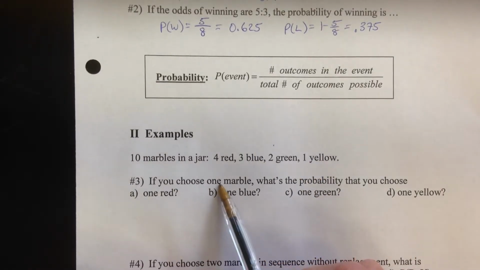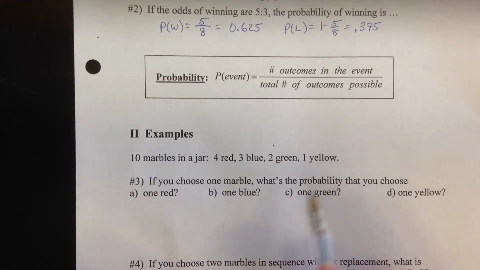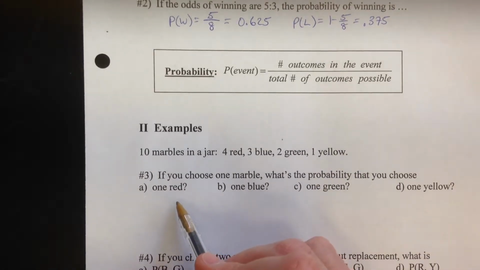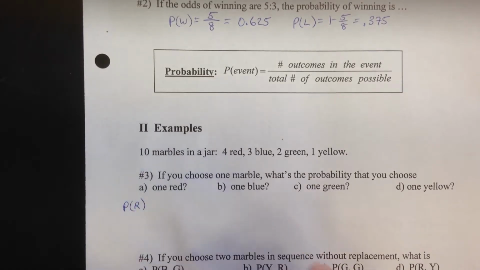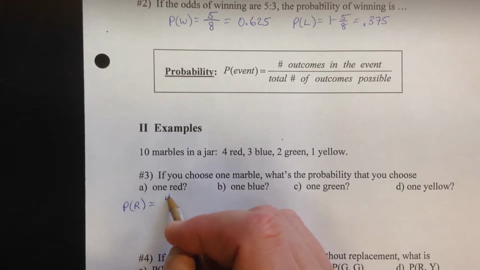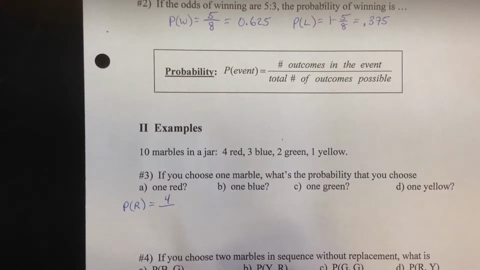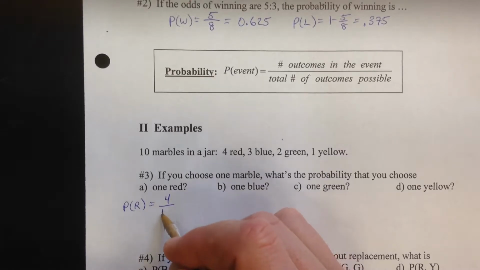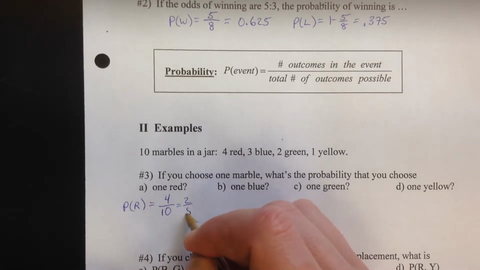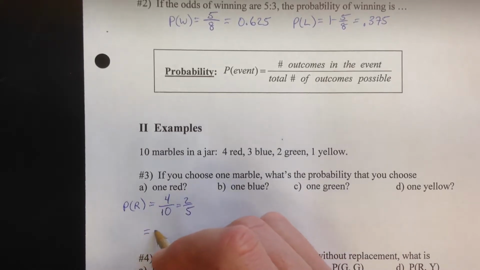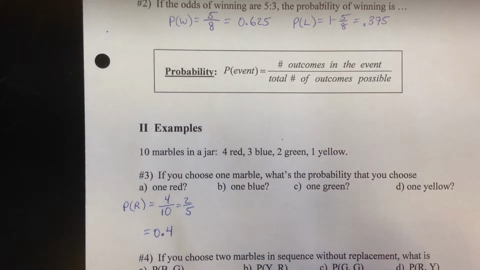If you choose 1 marble, what's the probability that you choose a red? Well, in this case, our success would be choosing a red. There are 4 reds in the jar out of the total number of possible marbles to choose, which is 10. So you have 4/10. Now we can reduce that to 2/5. A lot of times you'll think of probability as a decimal. Okay, so 2/5 or 0.4, that's up to you.